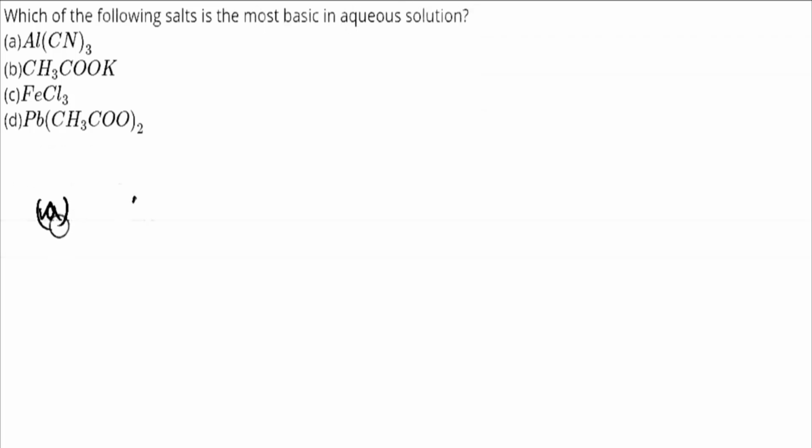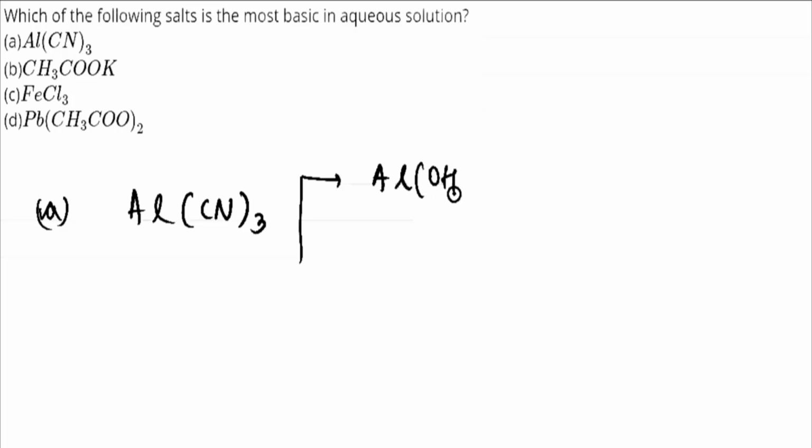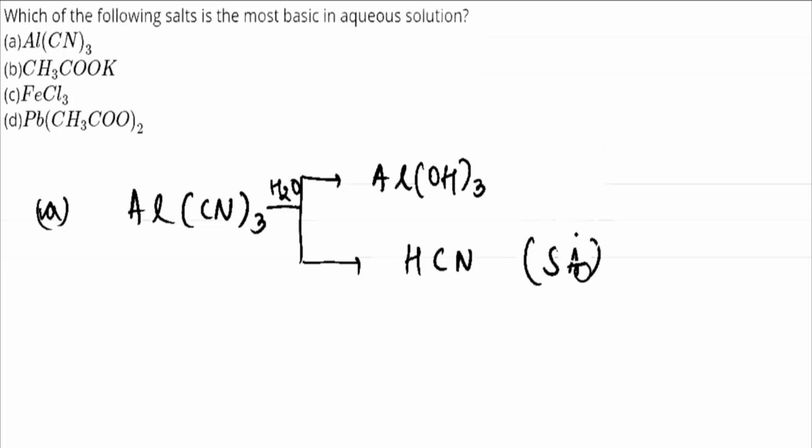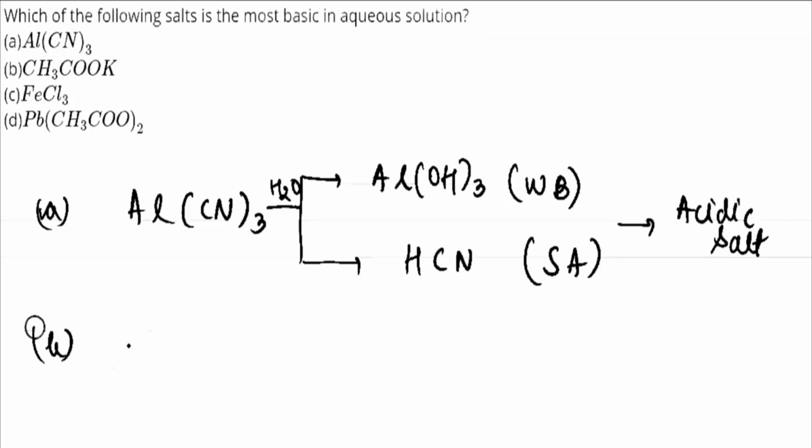The first one provided to us is aluminium cyanide. This is a salt of a base, aluminium hydroxide, Al(OH)3. On hydrolysis, we check that the base is aluminium hydroxide and the acid is hydrogen cyanide. The hydrogen cyanide produced during hydrolysis is a strong acid, and the aluminium hydroxide is a weak base. So this is going to be an acidic salt, and the pH is going to be less than 7. This cannot be the answer.